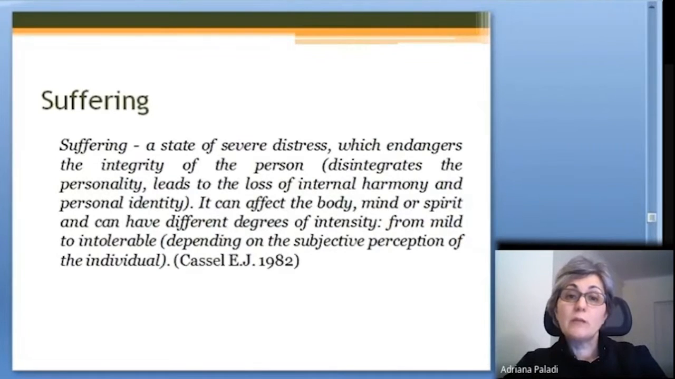Disintegrated personality leads to the loss of internal harmony and personal identity. Suffering can affect the body, mind, or spirit and can have different degrees of intensity, from mild to intolerable, depending on the subjective perception of the individual.